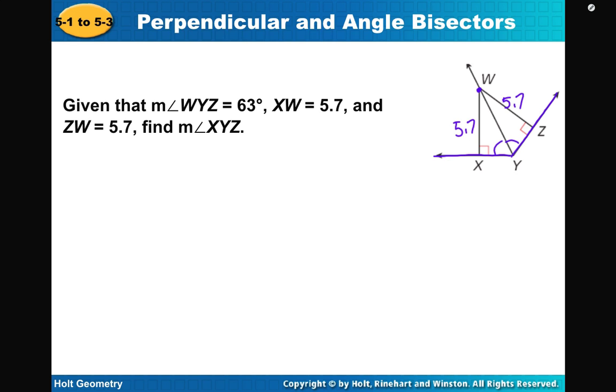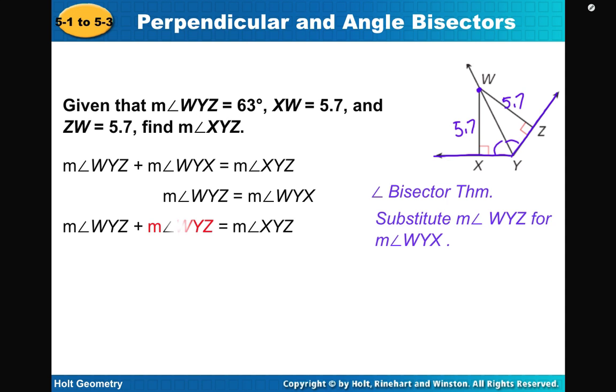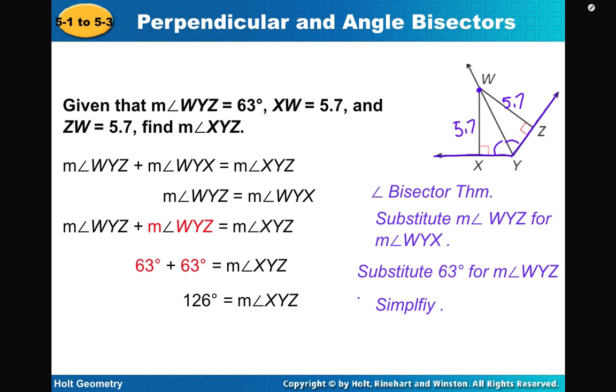And the angle, if WYZ is 63, you're going to take it times 2 to get the angle we're looking for.